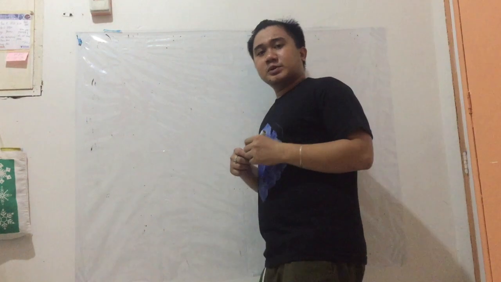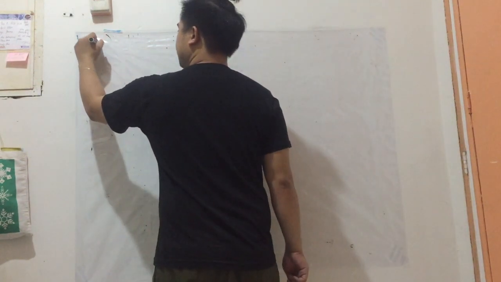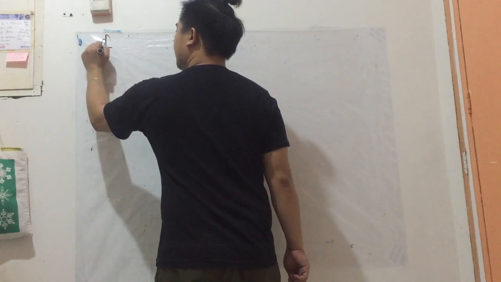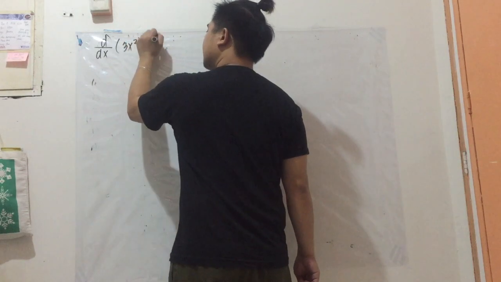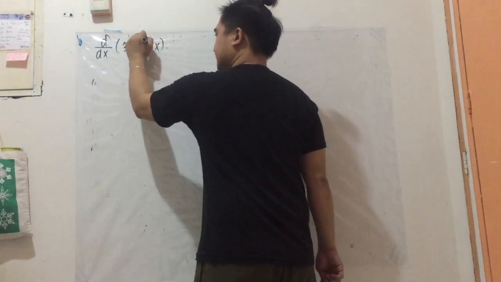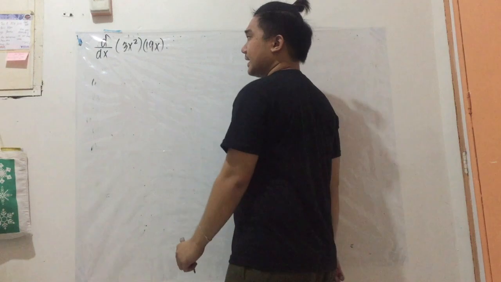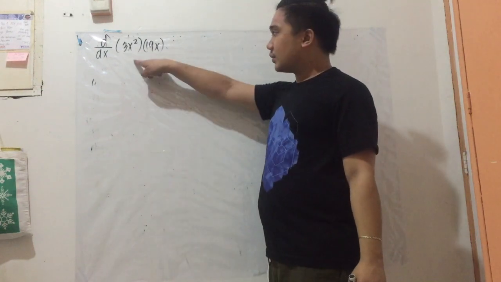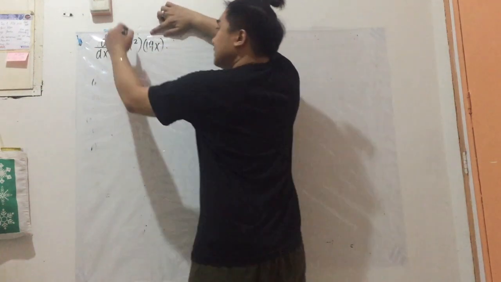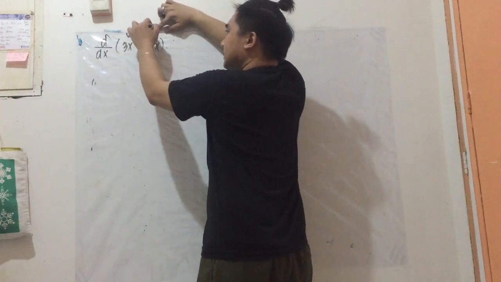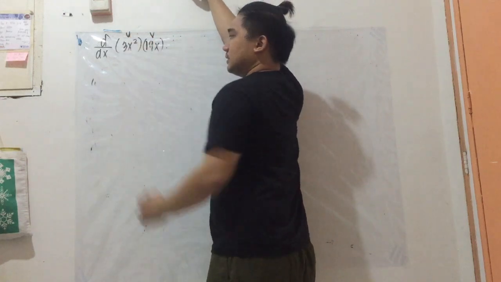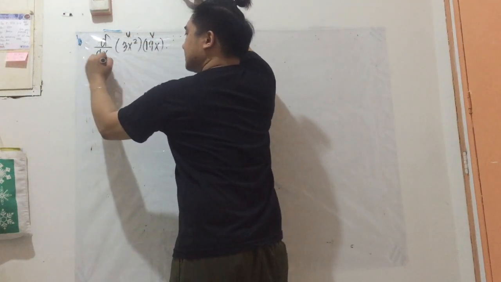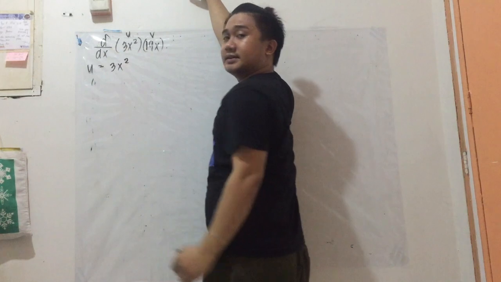So, another example para sa derivative ng product. What is the derivative of 3x squared times 19x? Okay? Again, i-identify mo kung alin ang u at alin ang v. So, ang u ko ay yung 3x squared at ang v ko ay ang 19x.